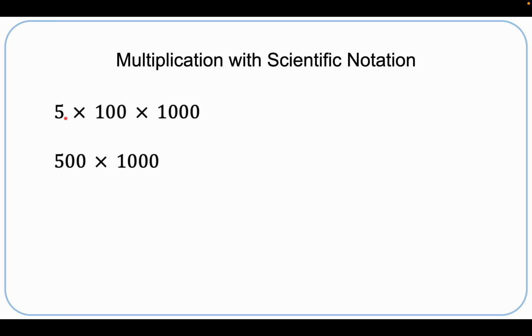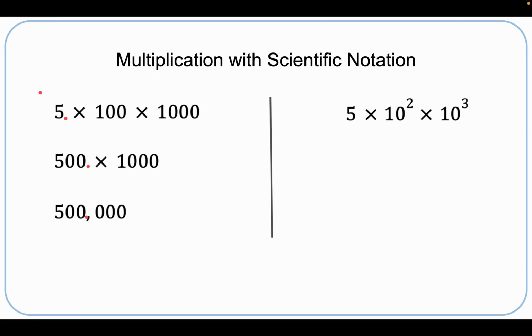And we can imagine that we have a decimal point here after our 5. And when we multiply by 100, it moves our decimal point 2 spots over because we have 2 zeros. And then we still have to multiply by 1,000. So when we multiply by 1,000, that decimal point that was here now moves 3 more spots to the right, 1, 2, 3, and then we get 500,000.